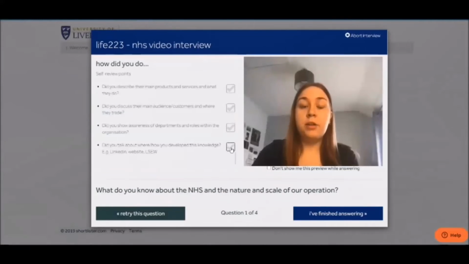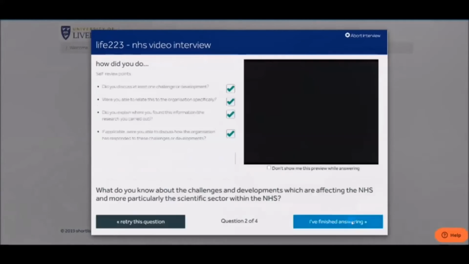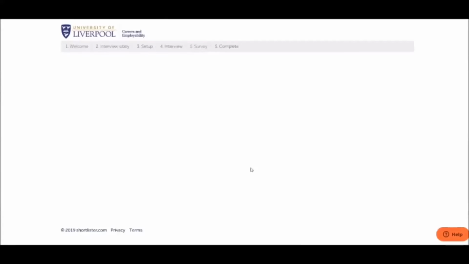The student then goes through these self-review points I mentioned earlier, and then they can either submit their answer or re-record. Basically, their answer uploads. They'd obviously have more questions.